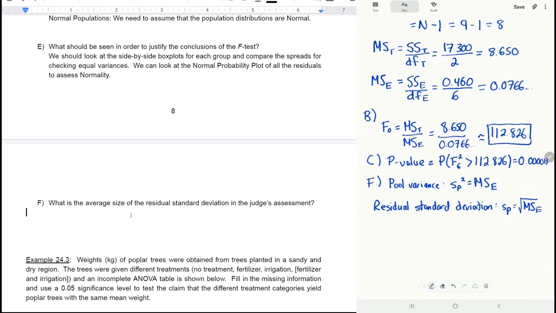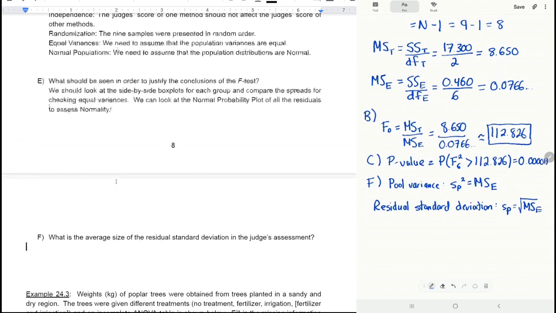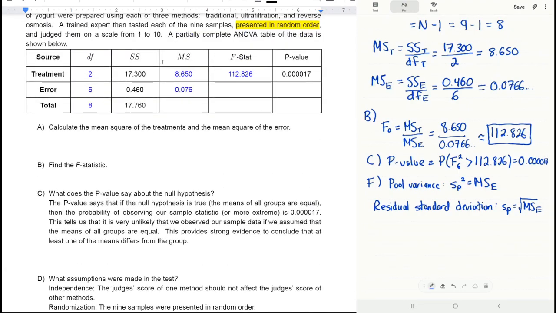So recall from our table, the error mean square was 0.076. And so the residual standard deviation is going to be the square root of 0.076. And this will be approximately 0.277. All right, so this is the average standard deviation across all groups.